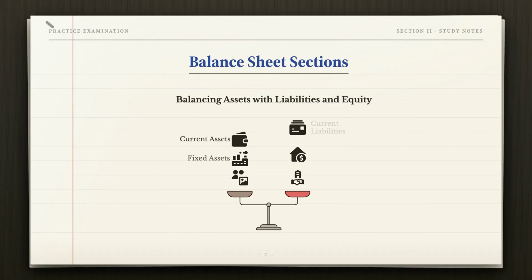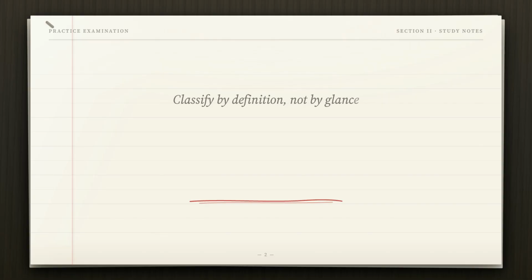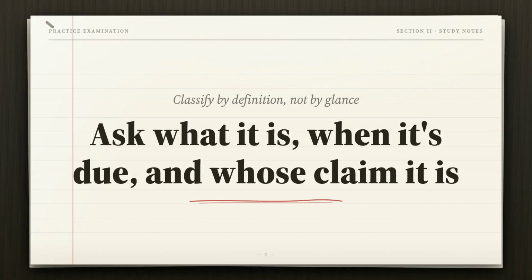A 20-year mortgage is a long-term liability, not current because its due date is far off. Accounts receivable is a current asset, not fixed because it converts soon. Notes payable is a liability, never equity, even though it shares the same side of the sheet as ownership claims. The reliable habit is to classify by definition, never by proximity. Ask what the item is, when it converts or comes due, and whose claim it represents. And the correct section reveals itself every time.